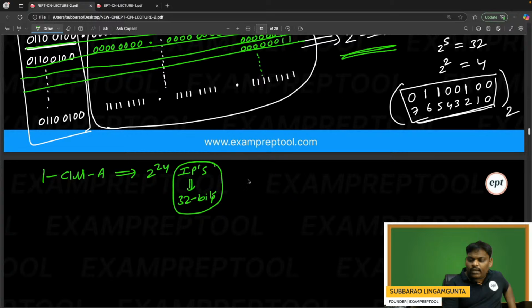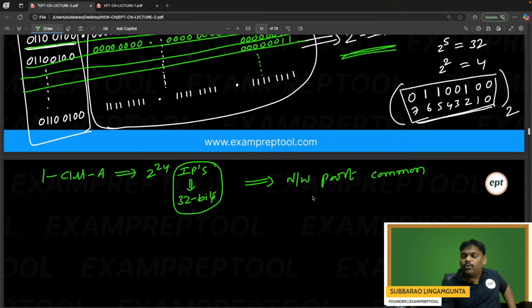I want an answer from all of you. In all these 2 power 24 IPs, every IP contains 32 bits. But which part is common? Is the network part common or not? The network part is common. That is the reason all these IPs belong to network 100.